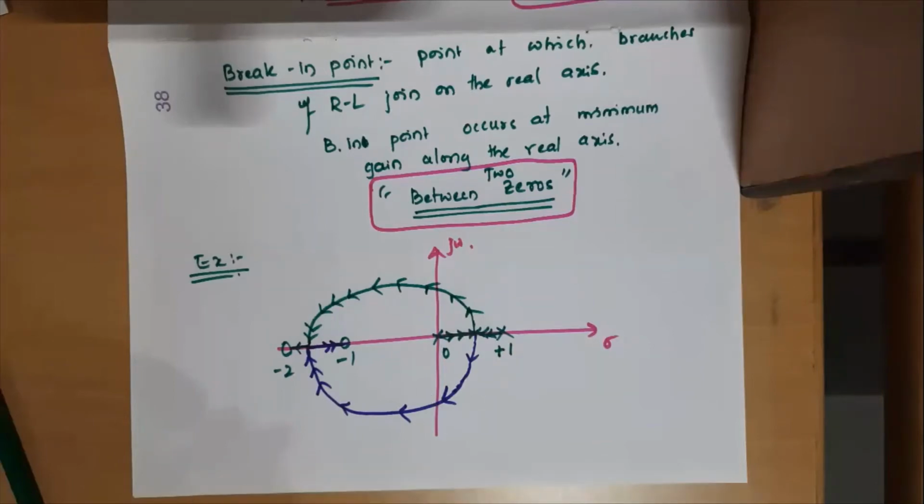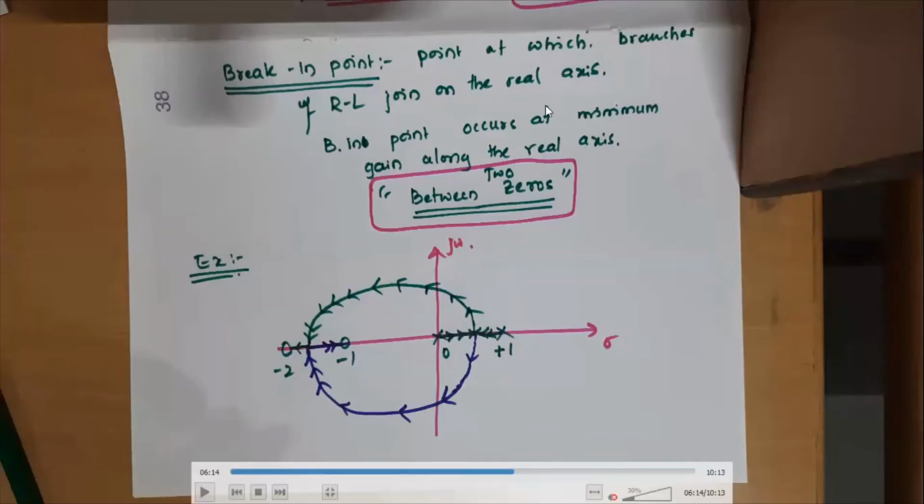Excuse me, sir. But one of the poles is on the right side of the axis, right, sir? It's inherently unstable, right? No. Independent of k, no. These poles are dependent on k only.